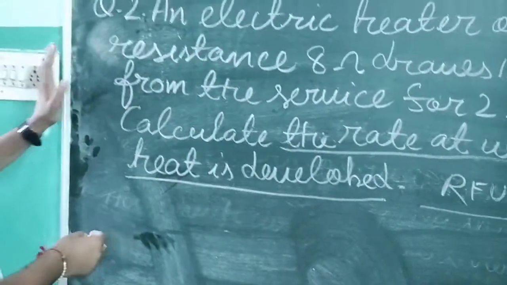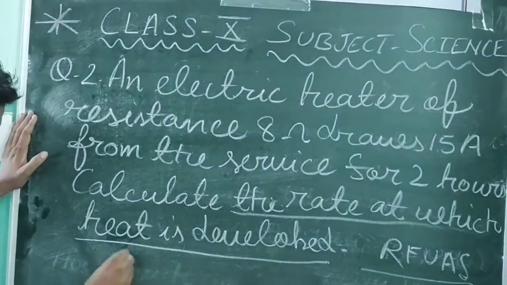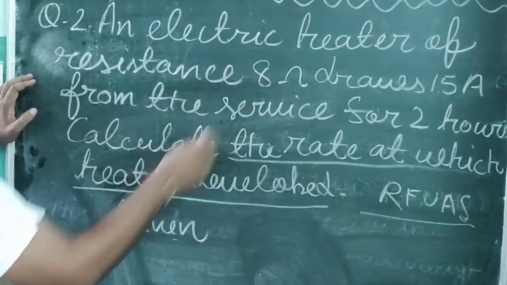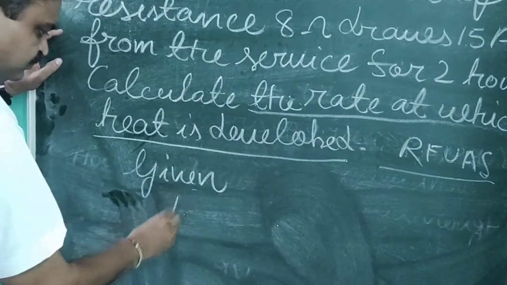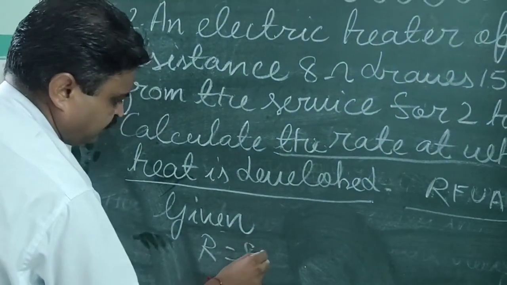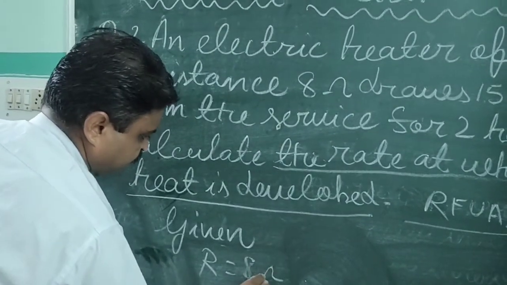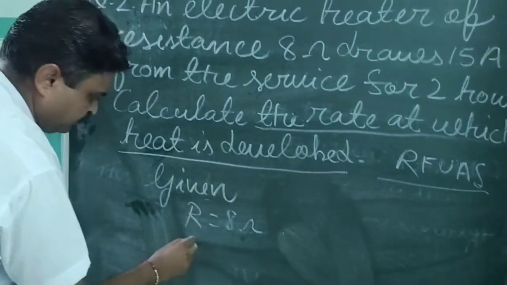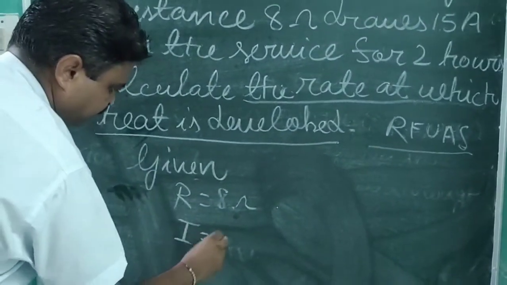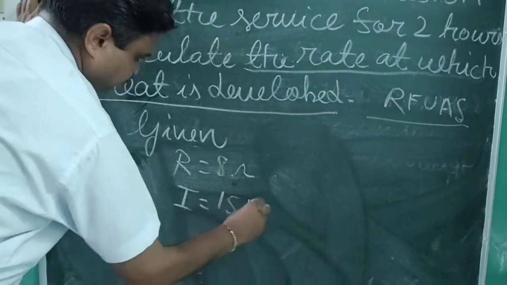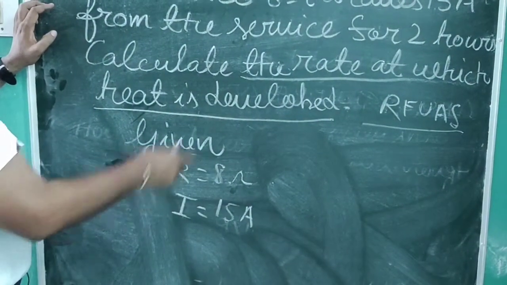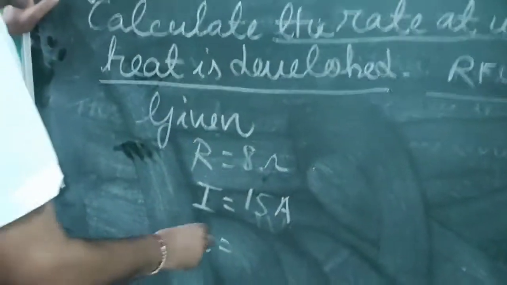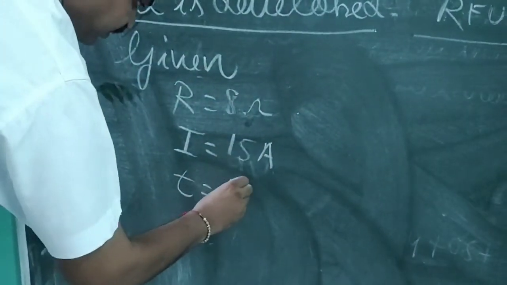Now in this, what is given? Given quantities. Resistance is given, so you write the resistance 8 ohm. Current is given, 15 ampere. And with the current, time is also given in this. Time is also given, and what is it? It is 2 hours.